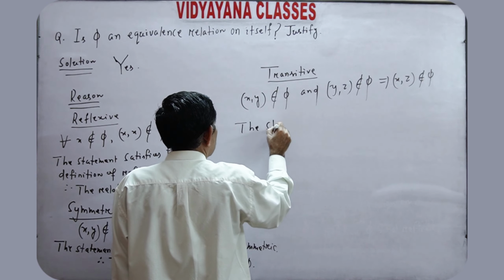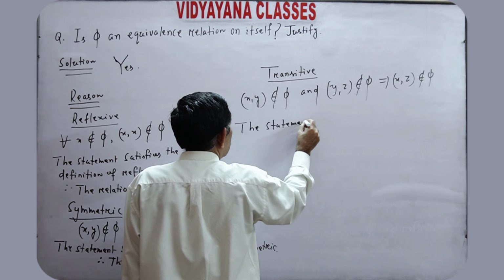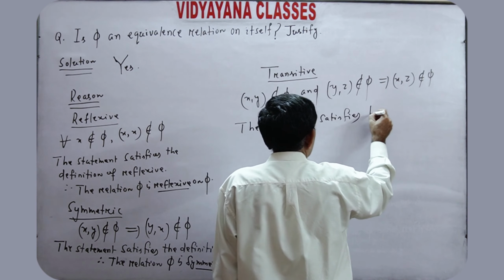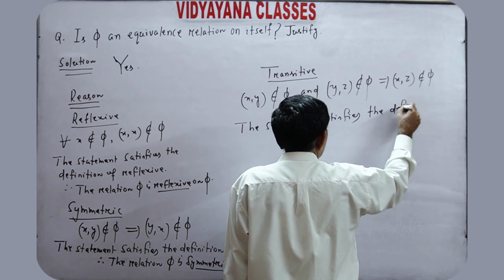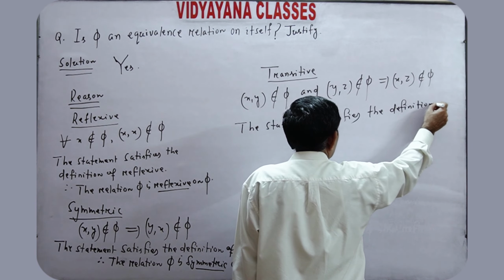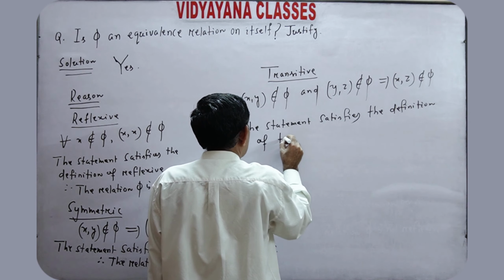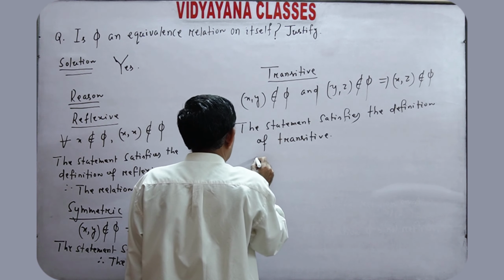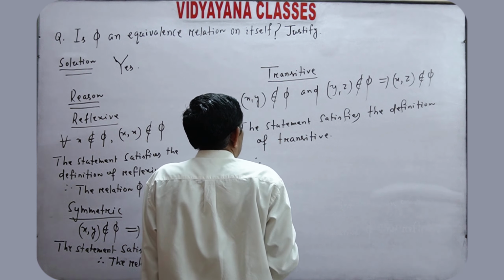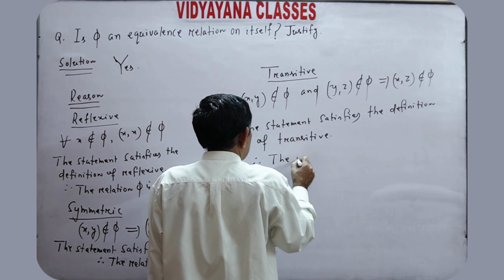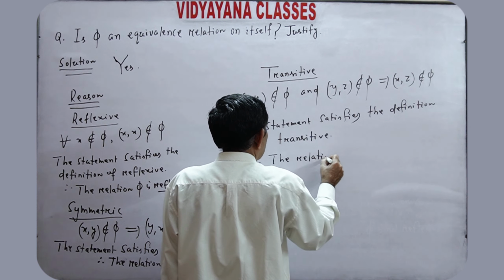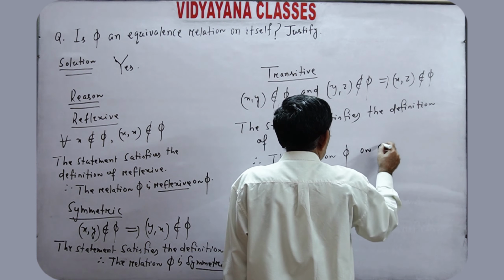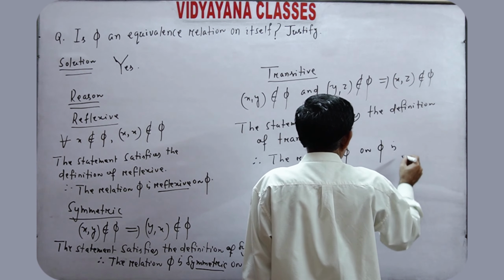The statement satisfies the definition of transitive. Therefore, the relation phi on phi is transitive.